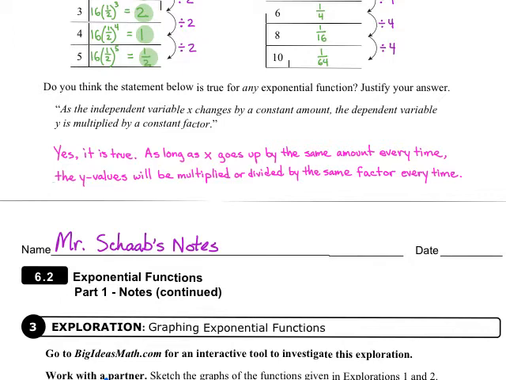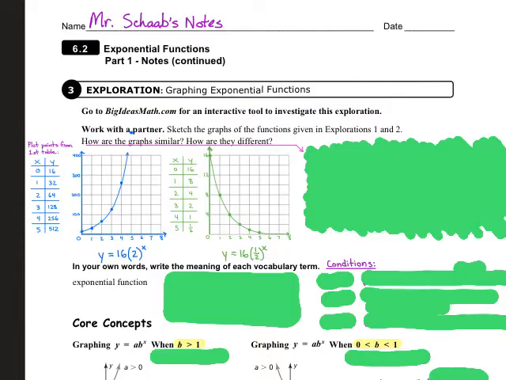Because remember, multiplying and dividing really are the same operation. Like I said, if you're dividing a number by 2, you could also multiply that number by 1/2. So you can multiply by the reciprocal when you divide, just like we learned with fractions. So yes, that is true. Every time, as long as the independent variable x is going up or down by a constant amount, then the y value will be multiplied by a constant factor.